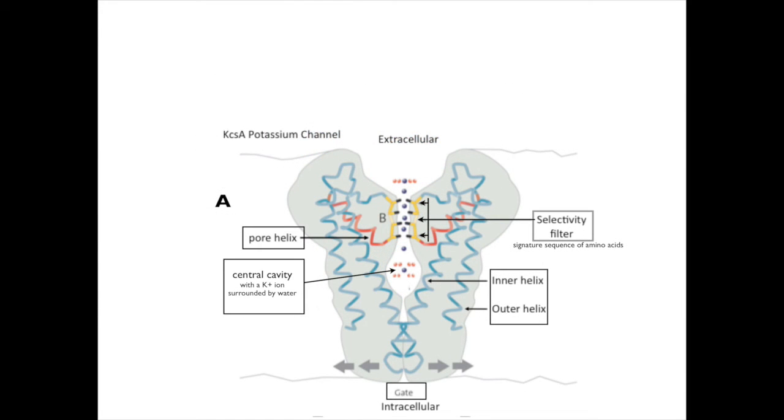I would like to emphasize a most important feature of the selectivity filter. The sequence of amino acids in the selectivity filter is the same in the pores of all potassium channels. The entire sequence is composed of 4 pore loops inside the pore, 1 loop from each of the 4 subunits.